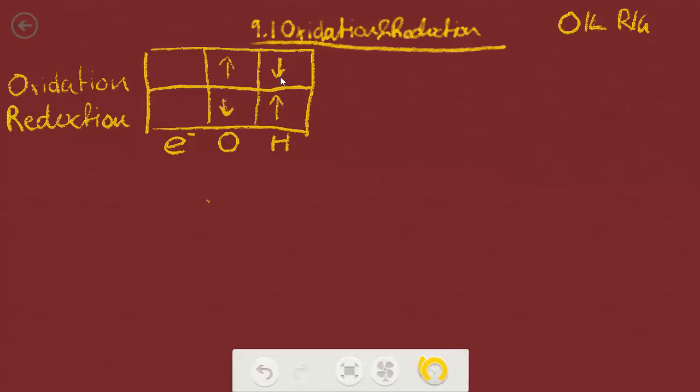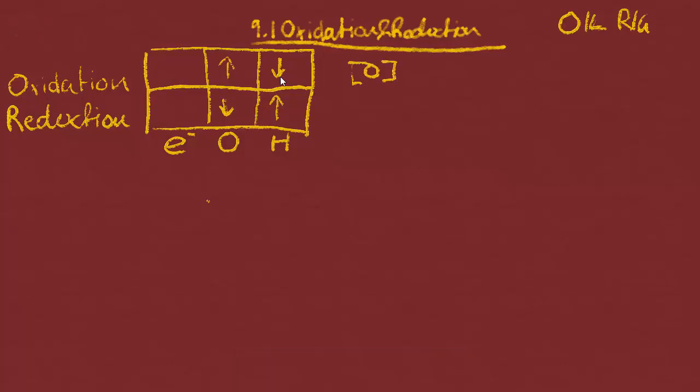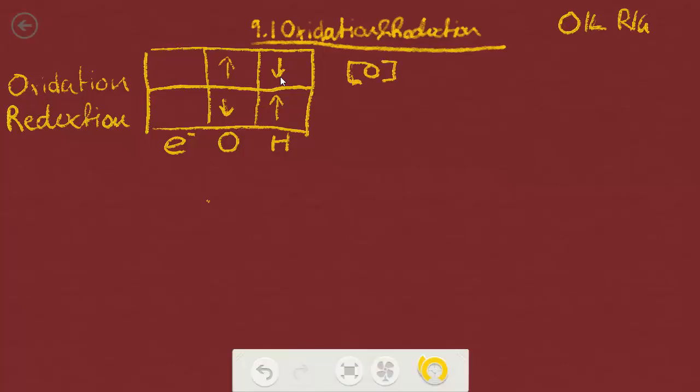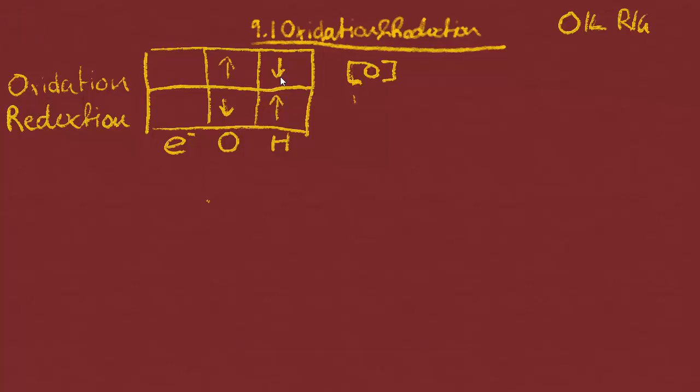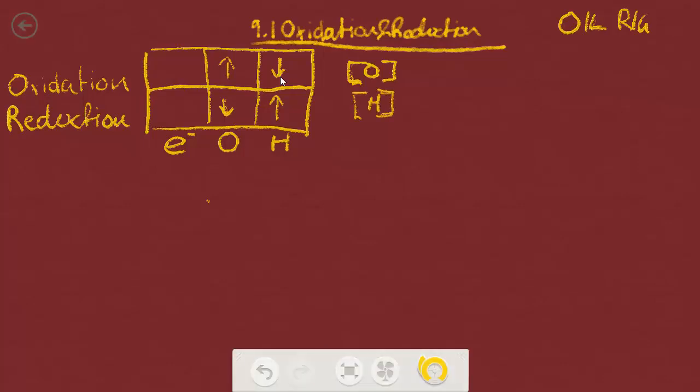Next, this can be when oxygen has been added or hydrogen has been added. It can be symbolized by this. So this means that oxygen has been added, and therefore it's an oxidation reaction. Then this symbol symbolizes that hydrogen has been added, and therefore it must be a reduction reaction.